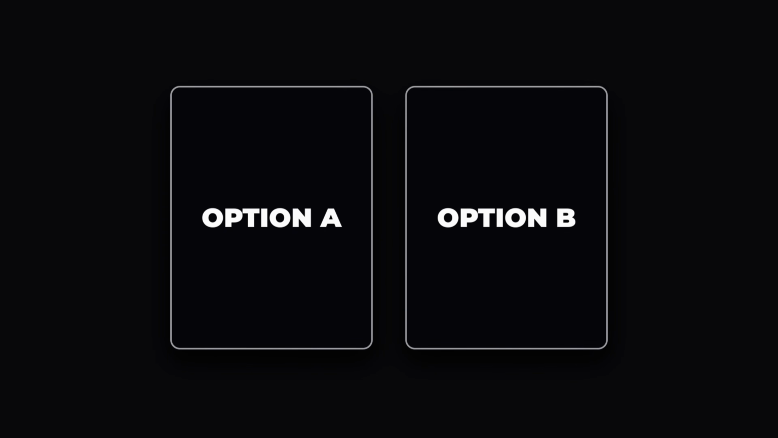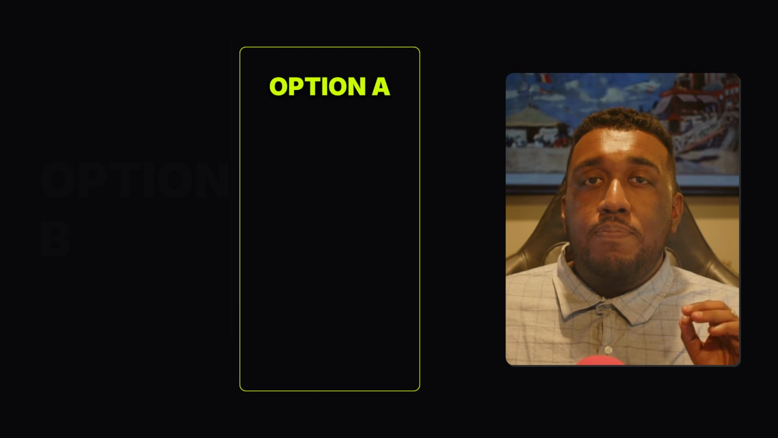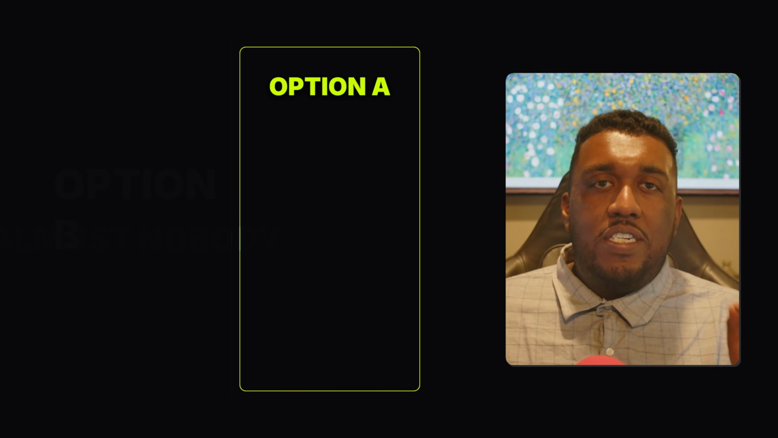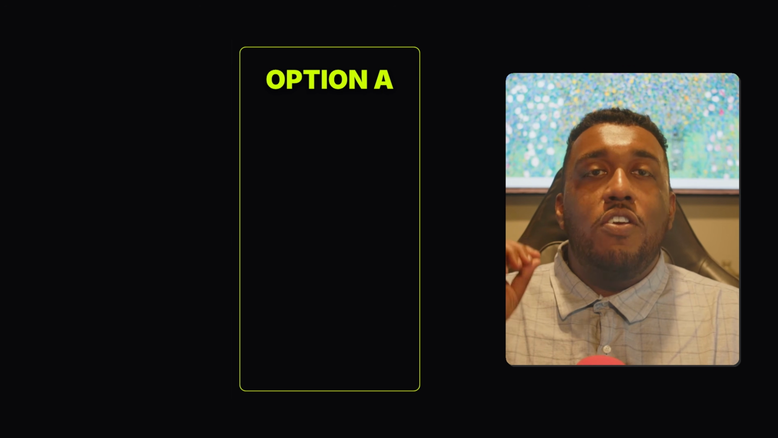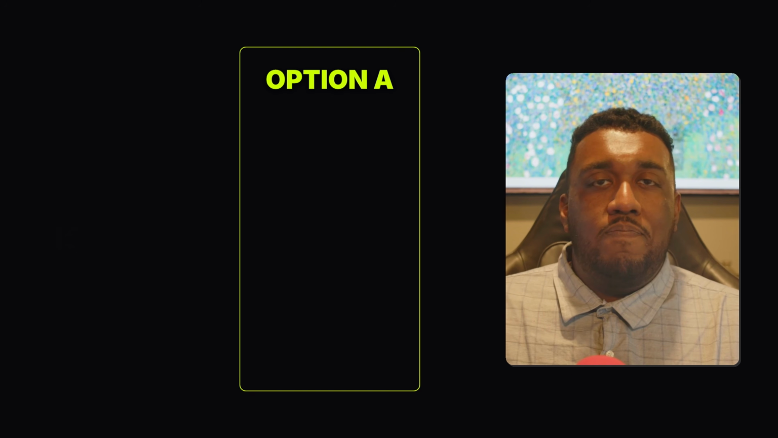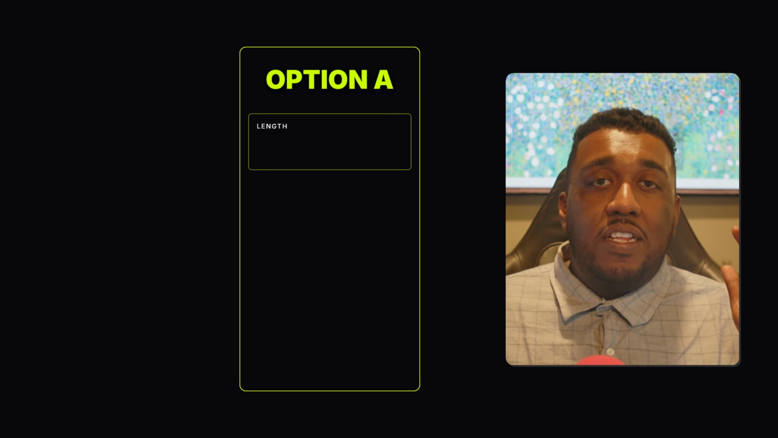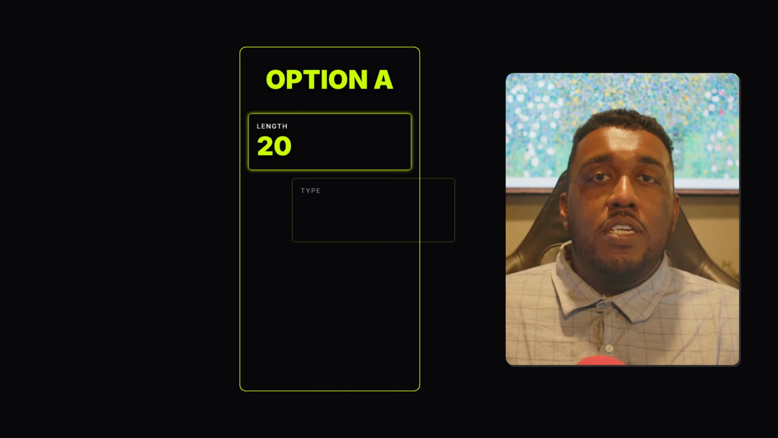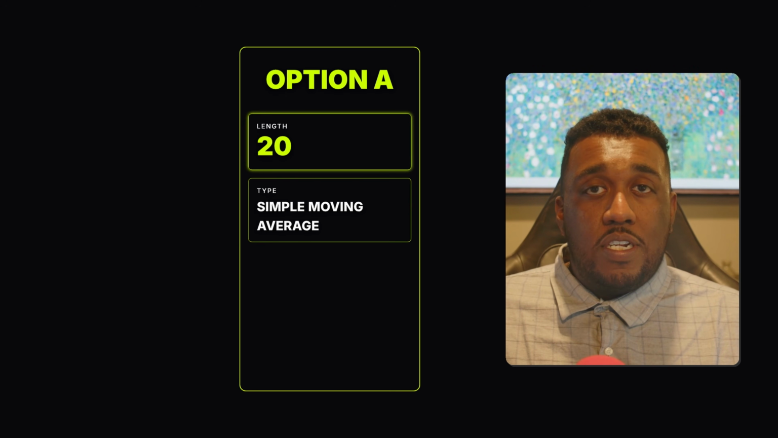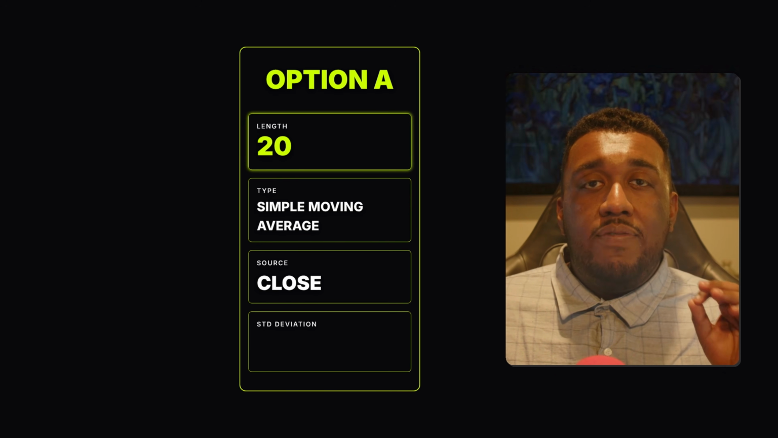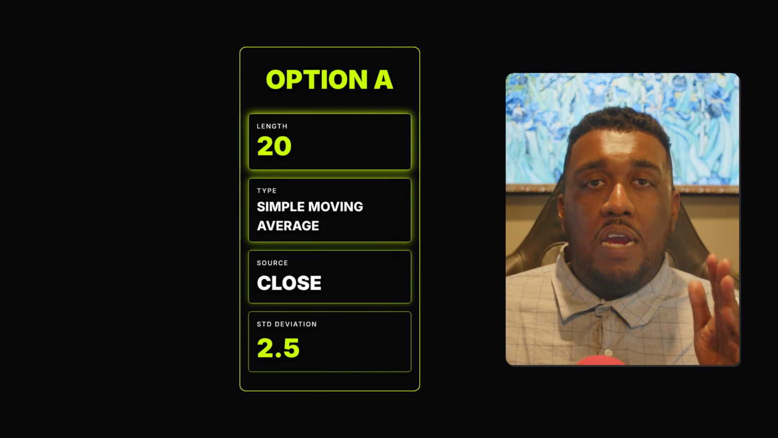Just like before, I'll put both options on the screen again. Option A is going to be your clean institutional setup. And option B is going to be the one that almost nobody in retail uses. But once you see why, you're going to understand it instantly. So for option A, we're going to have a length of 20. You're going to be using the simple moving average, your source is going to be close, and your standard deviation is going to be 2.5.